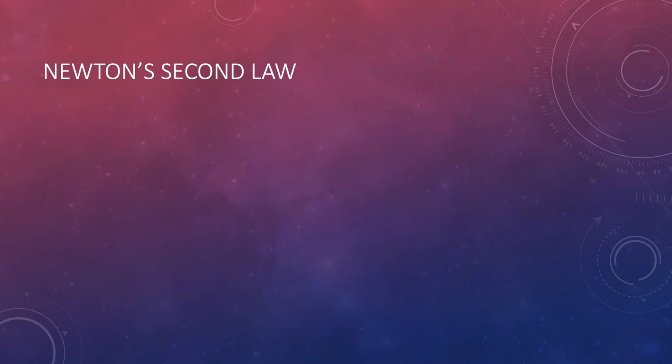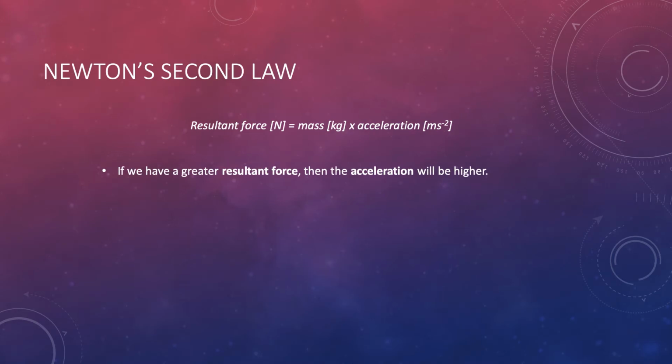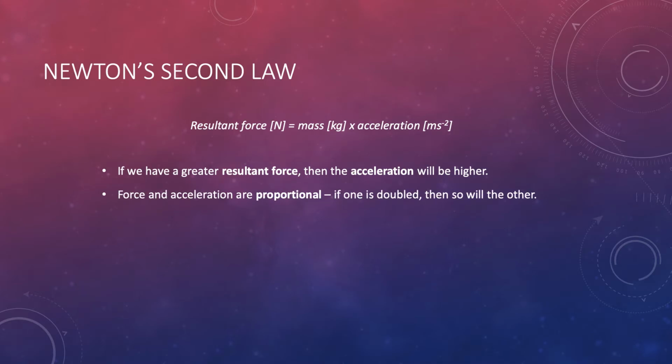Newton's second law. Resultant force is mass times acceleration, and I've put the units in there as well. Resultant force measured in newtons, mass measured in kilograms, and acceleration in meters per second squared. So if we've got a greater resultant force, the acceleration will be higher. That makes sense. Force and acceleration are proportional. If one is doubled, the other is doubled, and the same is the case for mass. Mass and force are linked as well. So greater mass will require more force to achieve the same acceleration.